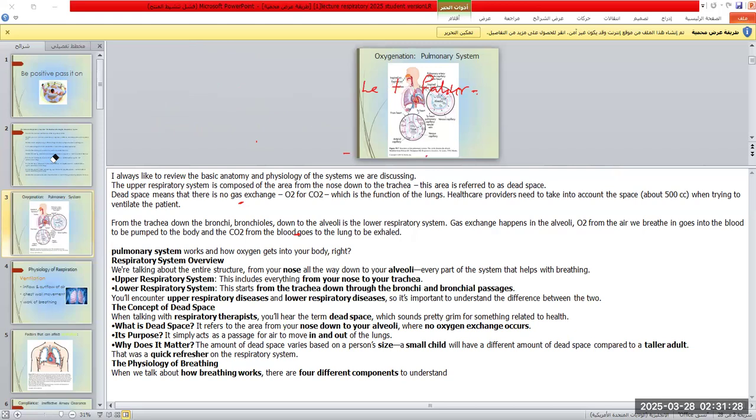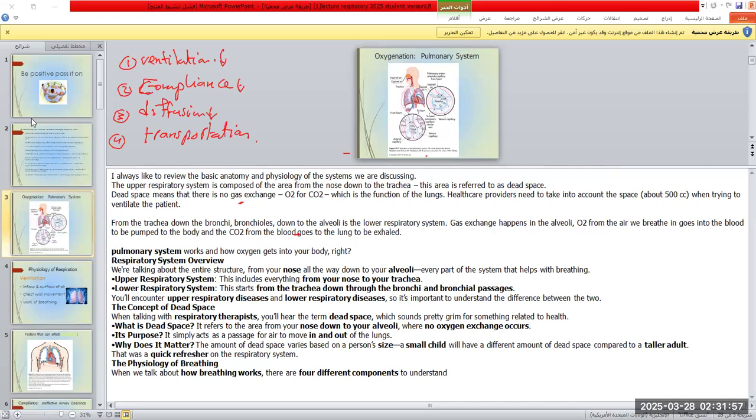Okay, now what is the impact of all these things? The first is ventilation. Second is compliance. And third is diffusion. Fourth is transportation. So the end result of a decrease in one of those, or two, or all of them, will lead to what? Low oxygen in blood.